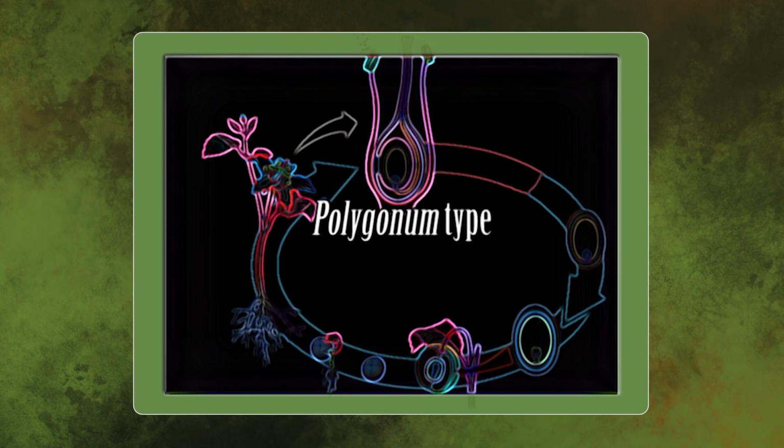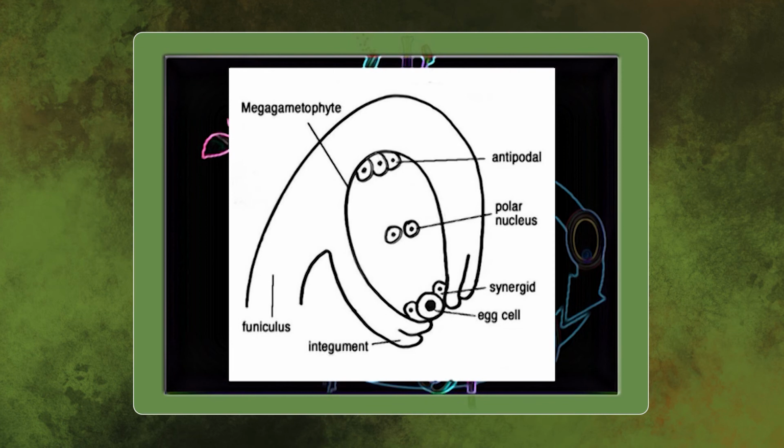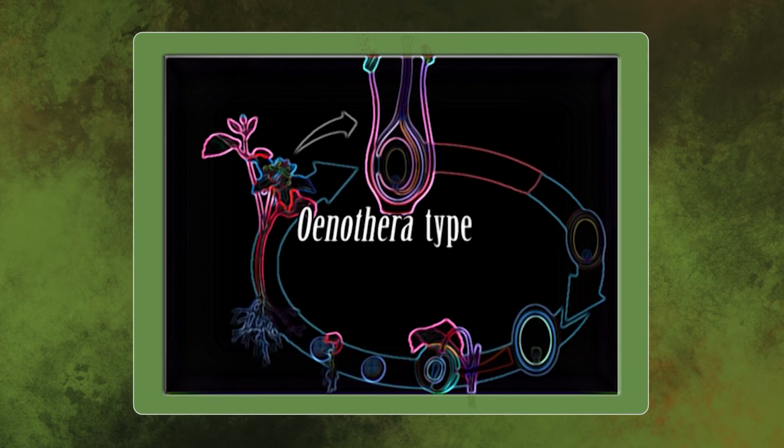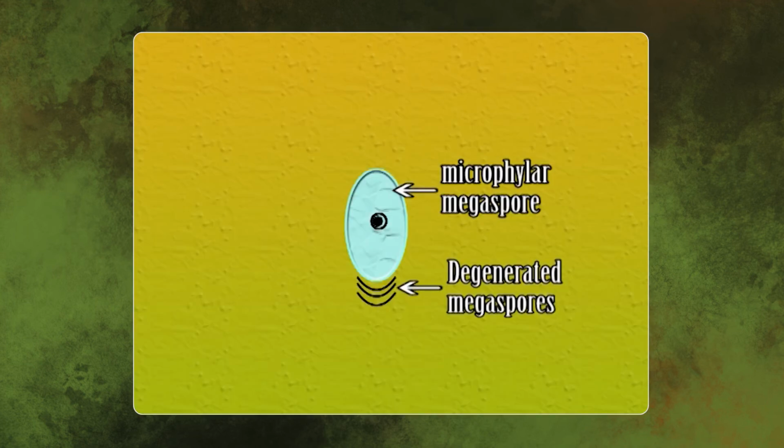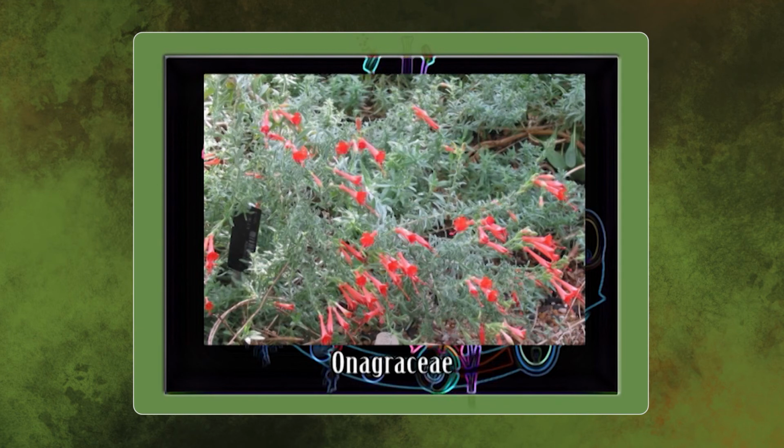The embryo sac is formed by the chalazal megaspore of the tetrad and is 8 nucleate. The mature embryo sac comprises a 3-celled egg apparatus, 3 antipodals and a binucleate central cell. Next is the Oenothera type. This type of embryo sac is derived from the micropylar megaspore of the tetrad and is 4 nucleate. The organization of the mature embryo sac is an egg apparatus and a uninucleate central cell. This type of embryo sac is characteristic of family Onagraceae.